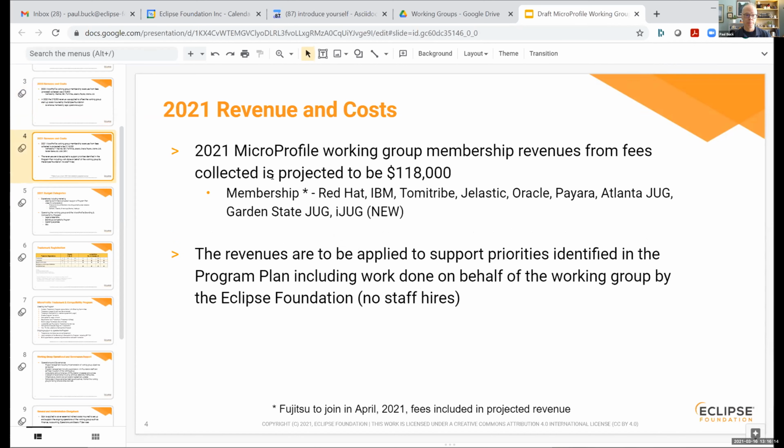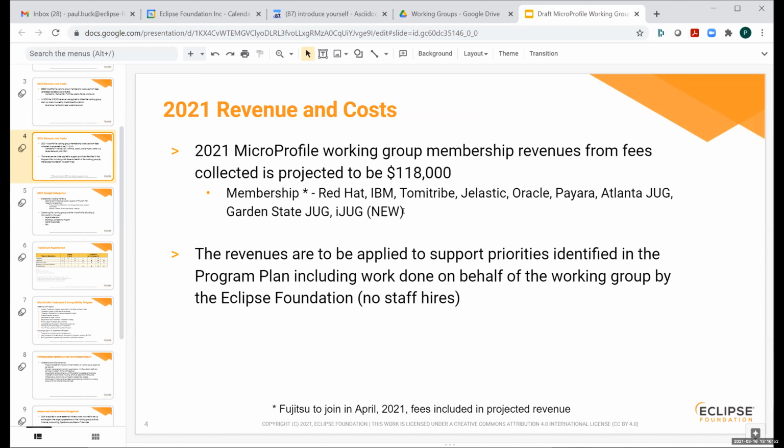Okay. For 2021, we do have a new member that just signed, which is iJug. So that's brand new. And they've been asked to announce their joining on the mailing list. I think the request for that went out yesterday, so it should be arriving shortly. Sharon or Tanya, can you introduce who iJug is? Because maybe many here do not know.